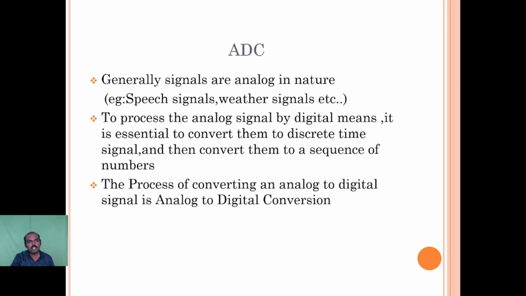To process the analog signal by digital means, it is essential to convert them to discrete time signal and then convert them to a sequence of numbers. The process of converting an analog to digital signal is called analog to digital conversion.